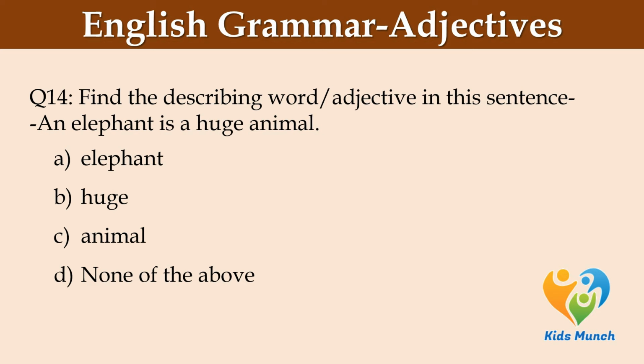Find the describing word in this sentence. An elephant is a huge animal. Option A, elephant. Option B, huge. Option C, animal. Option D, none of the above.